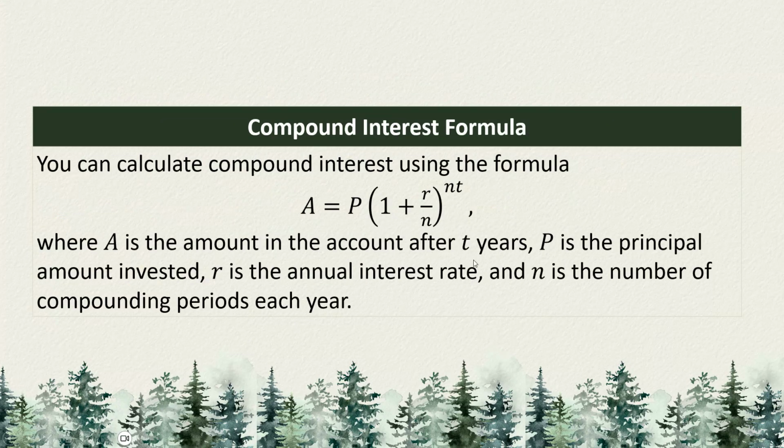The compound interest formula is that the amount in the account equals your principal times the quantity 1 plus your rate of growth divided by the number of times it's compounded, that quantity all to the number of times it's compounded times time. So n would be, if it's compounded quarterly, that's 4 times a year. If it's compounded monthly, that's 12 times a year.